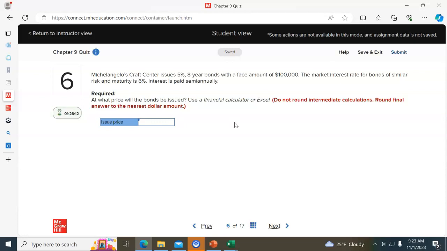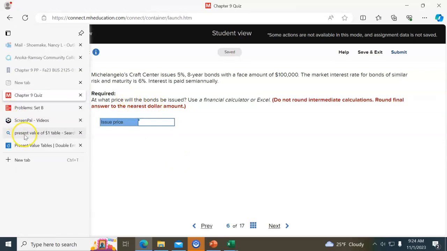Michelangelo's Craft Center issues 5% 8-year bonds with the face amount of $100,000. The market interest rate for bonds of similar risk and maturity is 6%. Interest is paid semi-annually. Let's first start. What is the stated rate? Perfect. How many periods? 16. So is this going to be issued at a premium or a discount? If the market rate is greater than the stated rate, then we're going to issue them at a discount, right? So at what price will the bonds be issued?